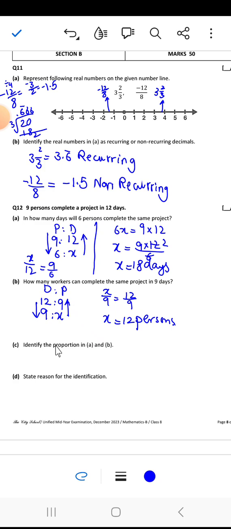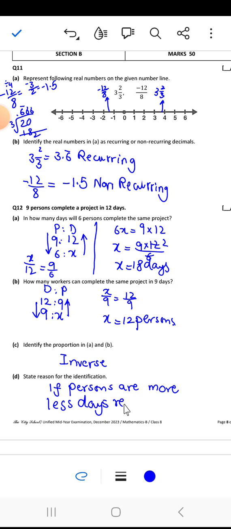So what is the proportion in A or B? We have just used it. It is inverse proportion. So 1 mark for this answer. Now the D part: state the reason for this identification. Why do you think this is inverse proportion? When this kind of question is there, you just need to answer it like this: if the number of persons is more, less days are required.